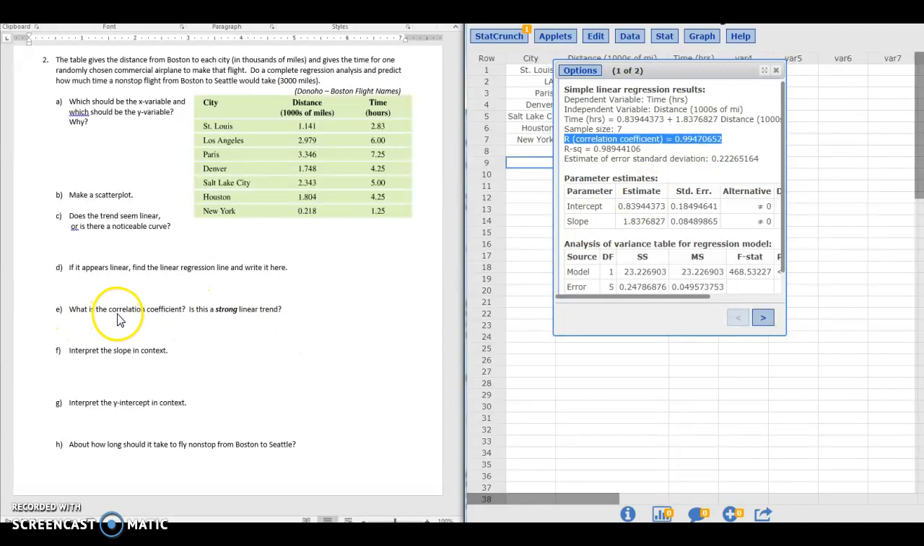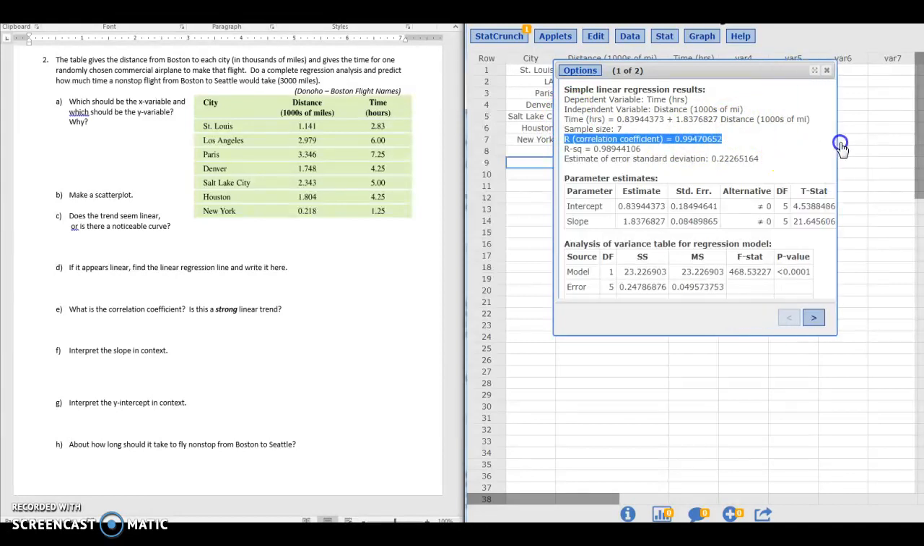I'm skipping ahead for a second. That answers part E over here. What is the correlation coefficient? That's that r value. Is this a strong trend? Absolutely. This is a very strong trend. That number is very close to 1. So it is a very strong positive trend.